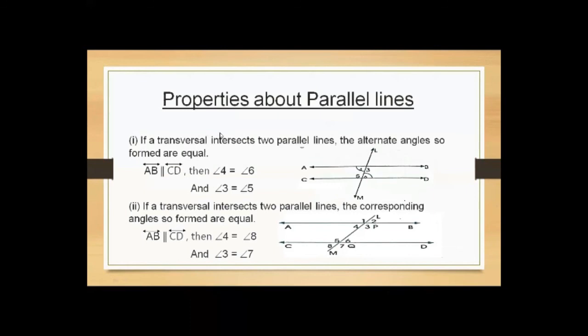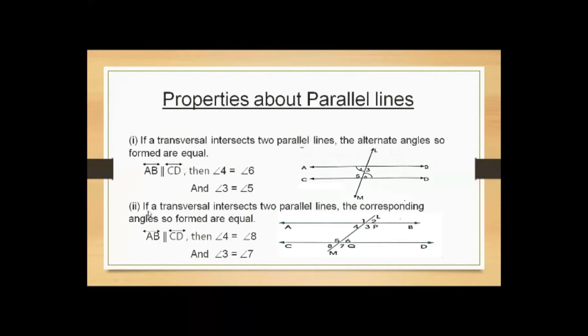Now students, there are some important properties about parallel lines. First property: if a transversal intersects two parallel lines, the alternate angles so formed are equal. Here we have two parallel lines, AB parallel to CD, this symbol is used for parallel lines. Then angle 4 and angle 6 are equal. Where is angle 4? This one. And angle 3 and angle 5 are also equal, which means that the alternate angles are equal in nature.